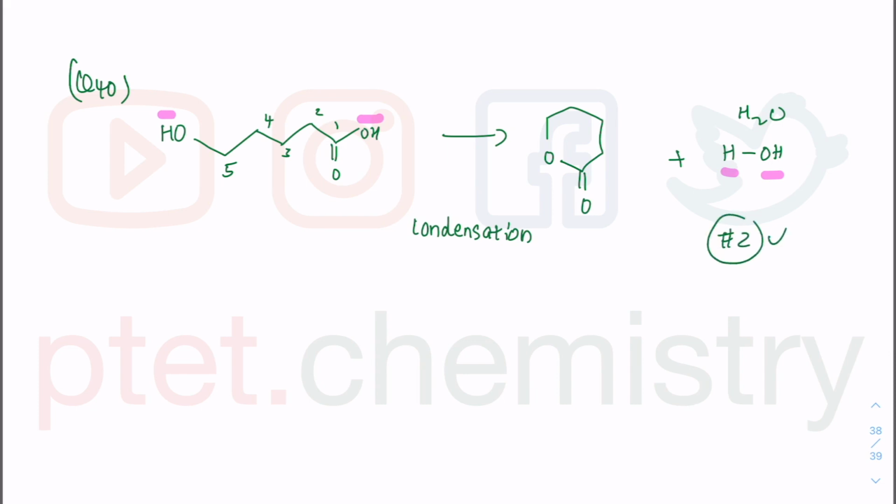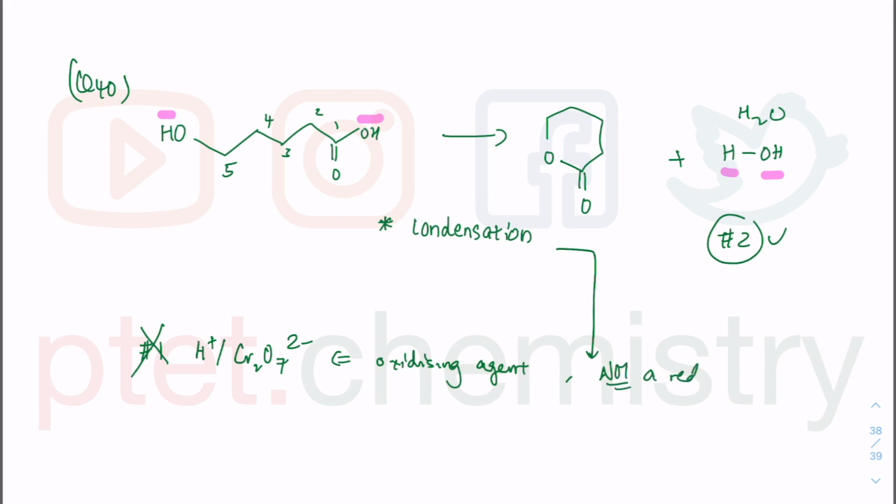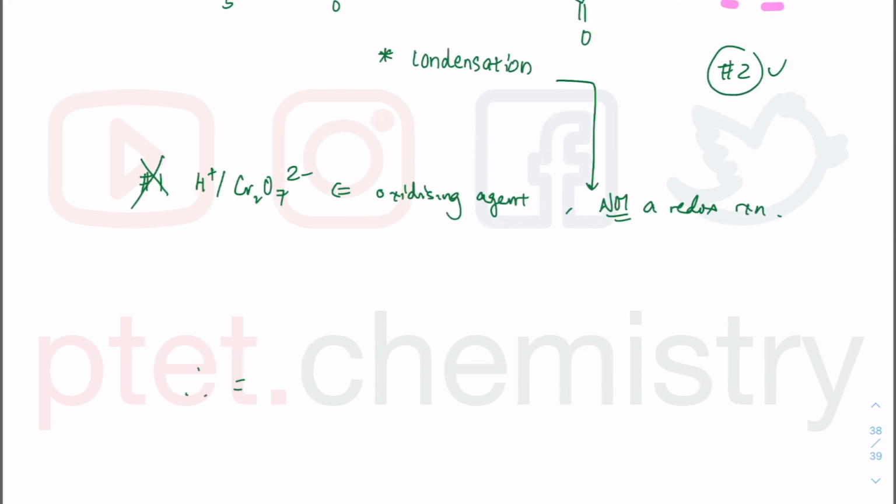You say number 1, it says it uses acidified dichromate(VI). Dichromate(VI) is an oxidizing agent, and we are not doing redox here, we are doing condensation. So it is a condensation reaction, not a redox reaction. So therefore 1 is incorrect. 2 is correct, 1 is incorrect. Therefore we're looking at 2 and 3 being correct. So that's option C then.